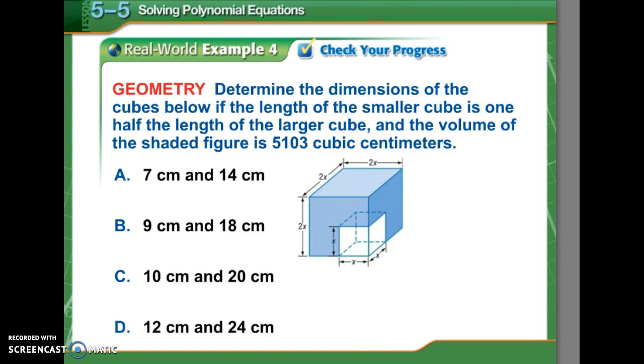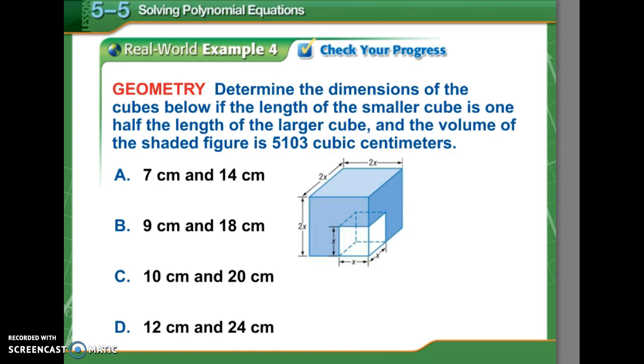Okay, here's a problem for you guys to check your progress on. Pretty much the same basic concept. Pause the video and work on this as long as you need. When you have an answer, go ahead and check out the next slide. Okay, our answer for this one is B. The smaller cube is 9 centimeters on each side, and the larger one is 18 centimeters on each side.